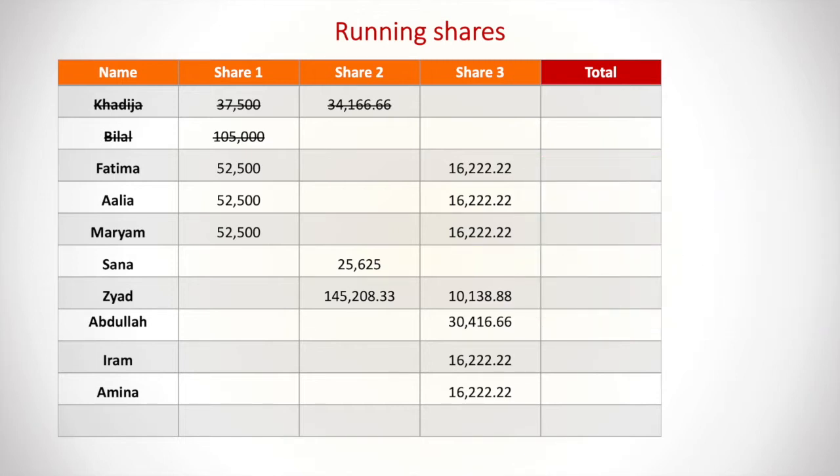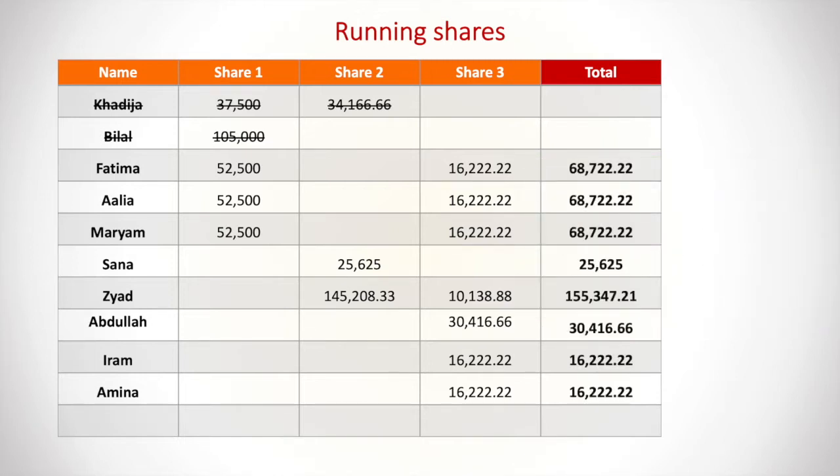So now is the time to make the final total. We add these rows for each of the person, and then we get these numbers. And in the end, we can also add all of these numbers together to make sure that our total is the same as the total distributable wealth, which was $450,000.